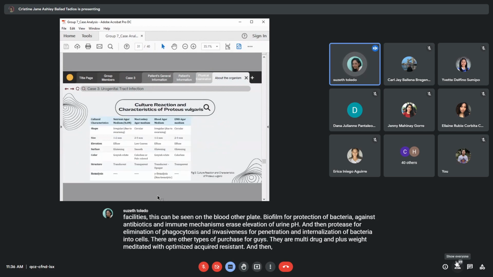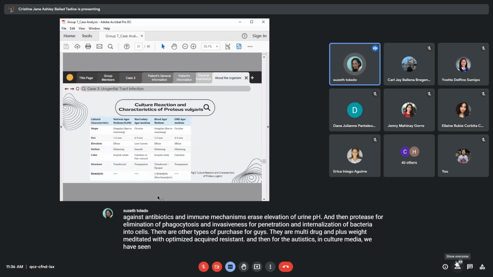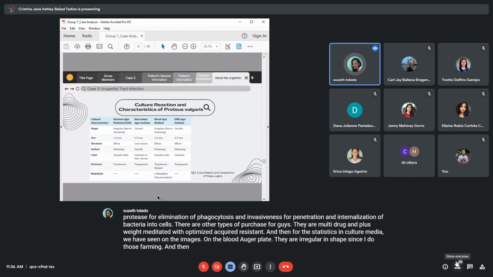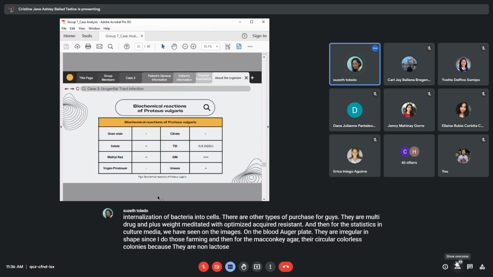For the characteristics in culture media, as seen on the images, on the blood agar plate they are irregular in shape due to swarming. On the MacConkey agar, they are circular, colorless colonies because they are non-lactose fermenters.